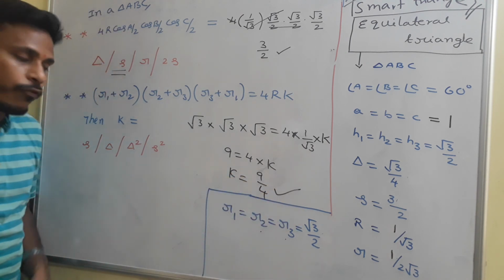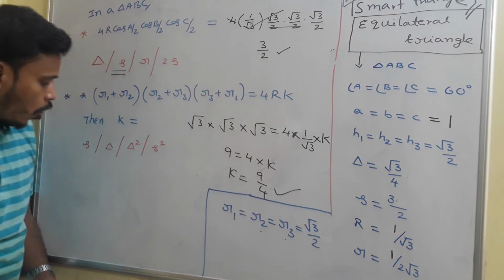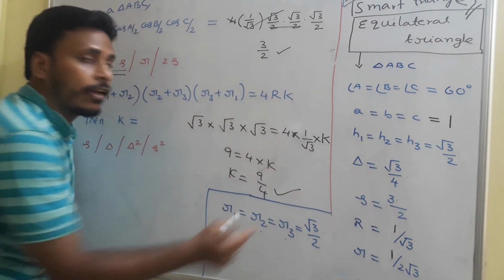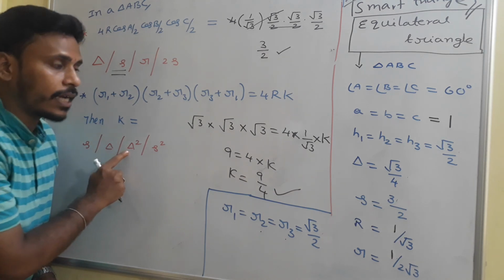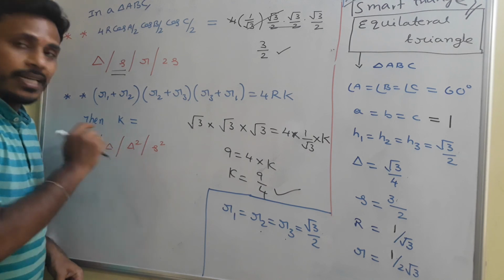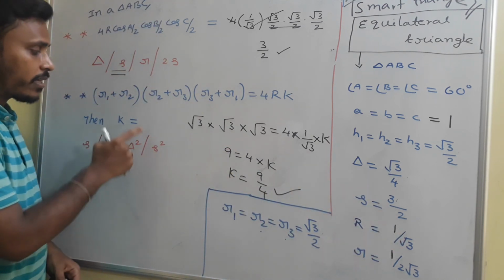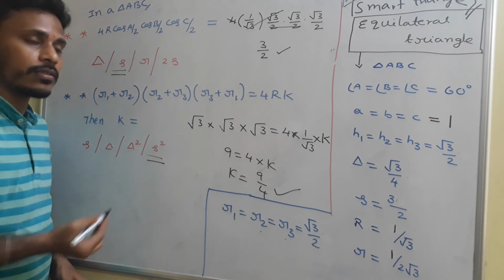So this 9 by 4 we need to choose from the options. S is 3 by 2. Delta is root 3 by 4. Delta square of this is 3 by 16. That is also not our choice. S square is 3 by 2 square, which is 9 by 4. So this S square is K, and that is your answer.